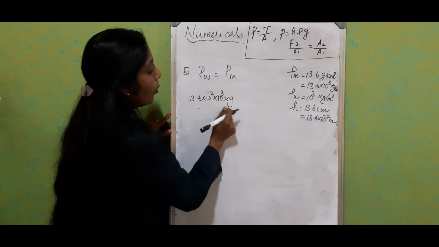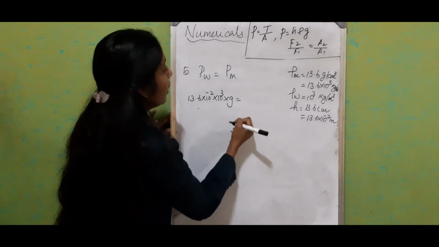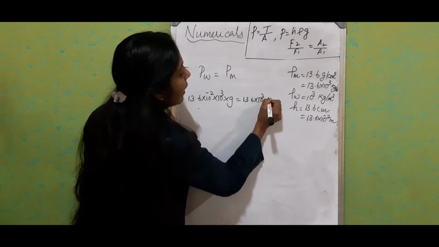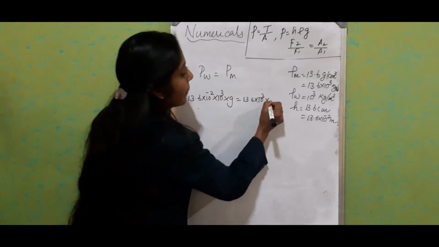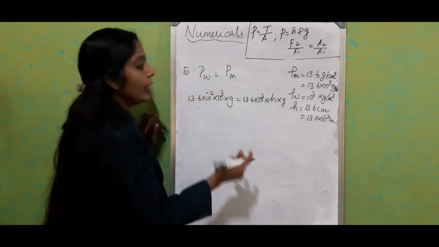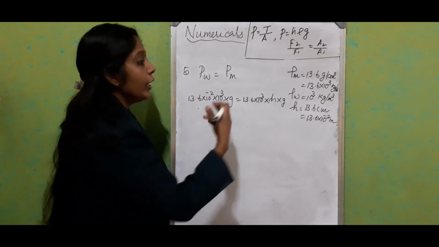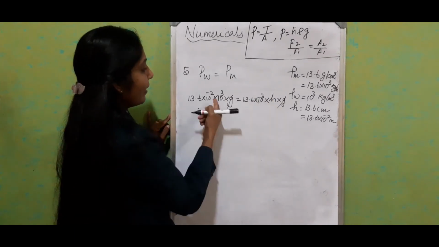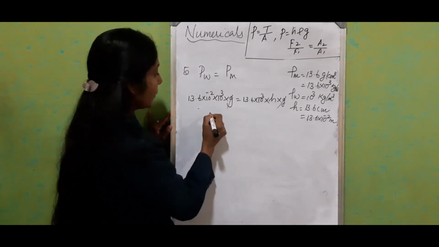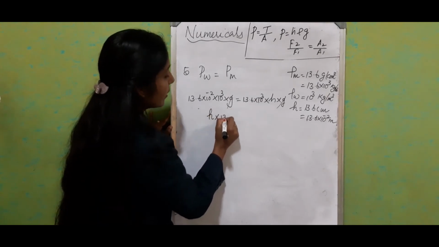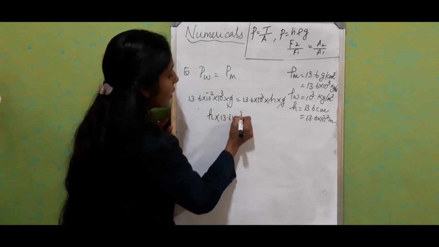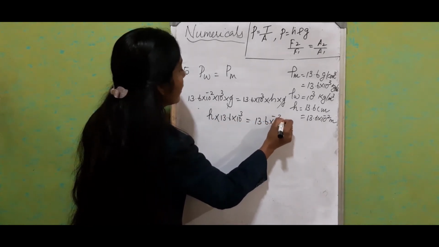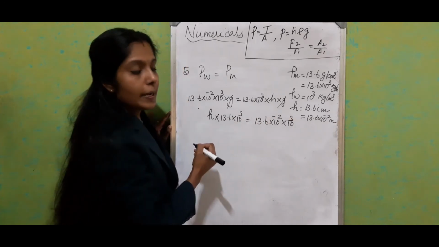h rho g is equal to, for mercury, 13.6 into 10 to the power 3. H is the unknown factor here, h into g. So on both sides we have g, so we can cancel g from both sides. Then on only one side we will get an unknown factor. So we will write h into 13.6 into 10 to the power 3 is equal to 13.6 into 10 to the power minus 2 into 10 to the power 3.